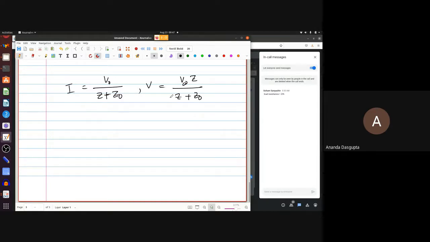So if you take I star and multiply by V, what you get is V0 by Z plus Z0 mod square, because the complex conjugate of this quantity multiplied by this quantity is the mod square of that, times Z, and you take the real part of that. And of course, this thing is already a real number. So this is what your power is going to be.